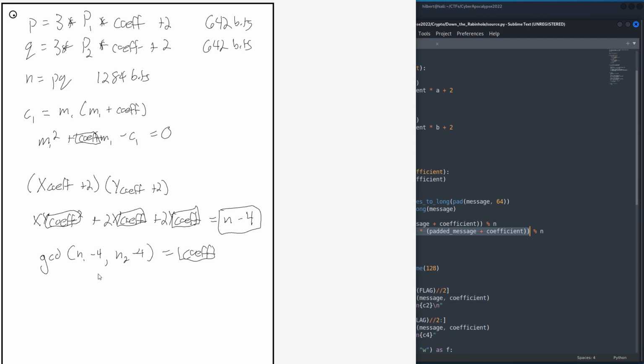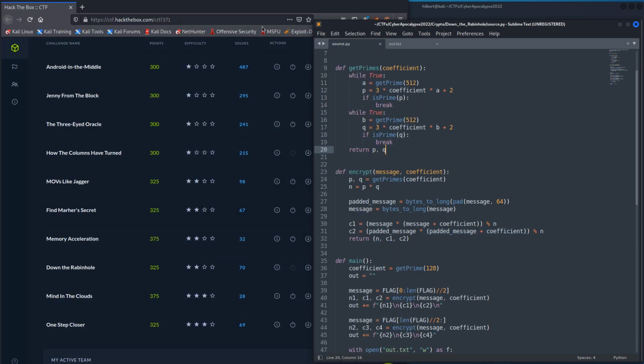So we can just factor whatever we get here, and the big number we're going to be left with is the coefficient. So if we know the coefficient, we can just plug it in there and solve that equation for m. So let's just actually go ahead and do that.